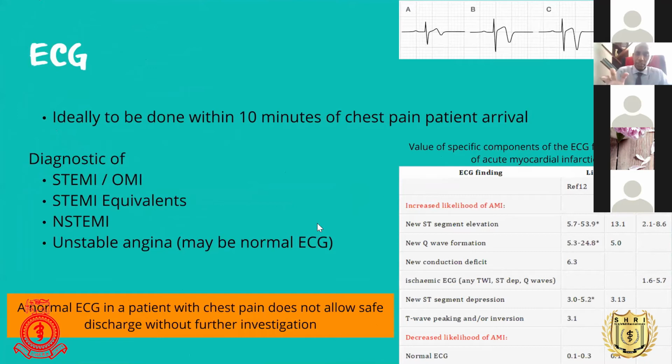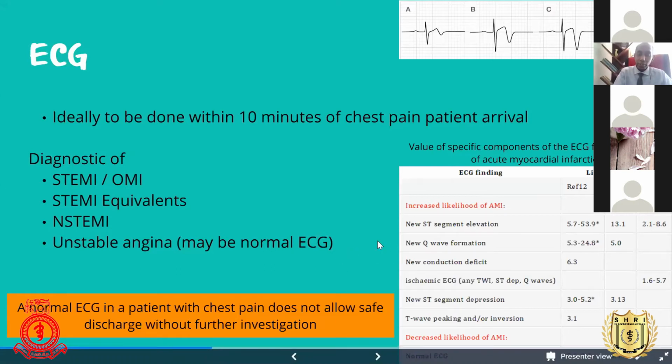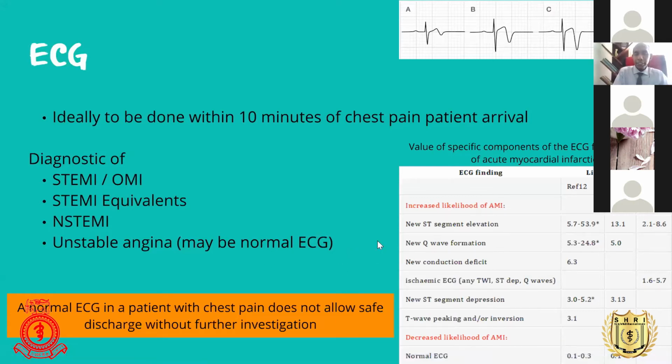Depending on these features, you can categorize the patient as having an occlusion MI, or a STEMI equivalent like Wellens or De Winter, or whether the patient is non-STEMI. I'm not going to go into detail of the ECG analysis. I'm pretty sure it will be covered in another lecture. An important thing is that a normal ECG does not completely exclude acute myocardial infarction or acute coronary syndrome in a patient who is having suggestive chest pain.